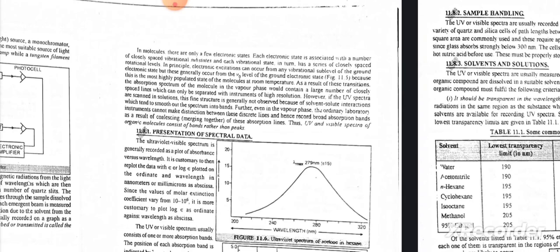As a result of these transitions, the absorption spectrum of the molecule in the vapor phase would contain a large number of closely spaced lines which can only be separated with instruments of high resolution. However, if the UV spectra are scanned in solutions, the fine structure is generally not observed because of solvent-solute interactions, which tend to smooth out the spectrum into bands.